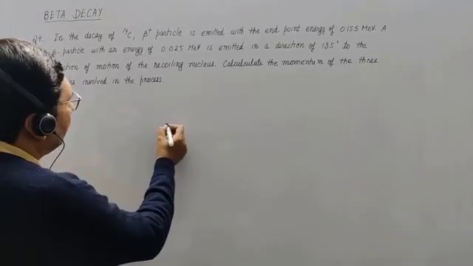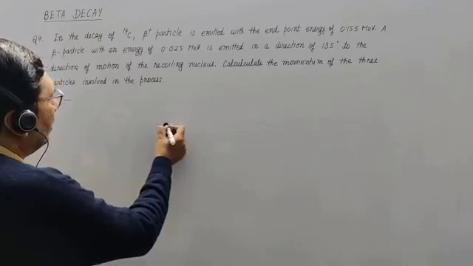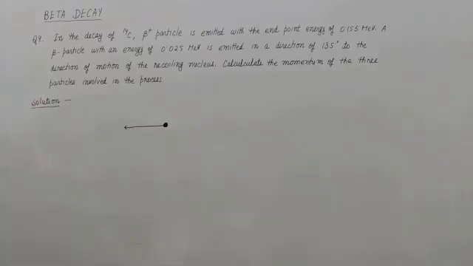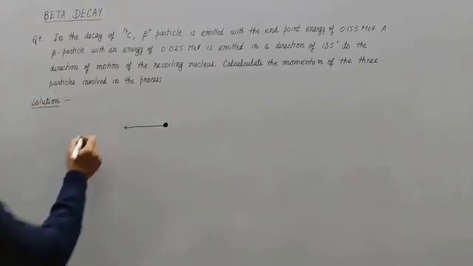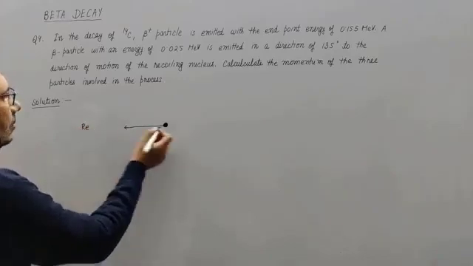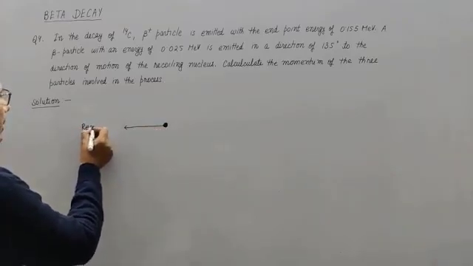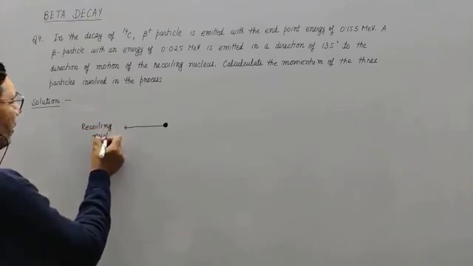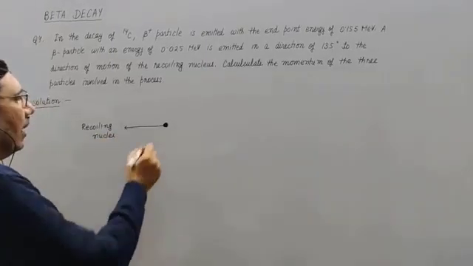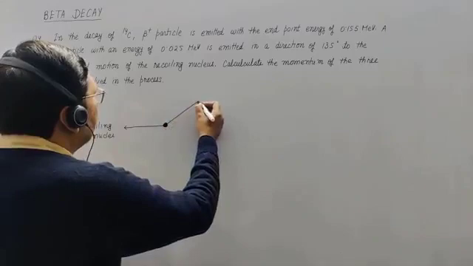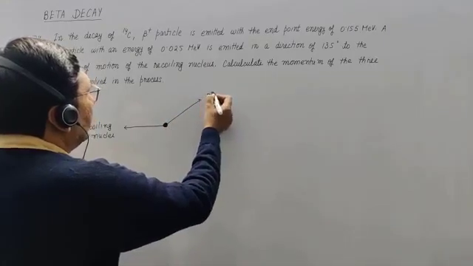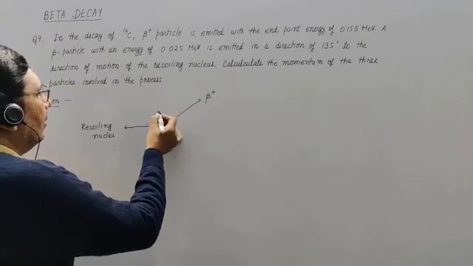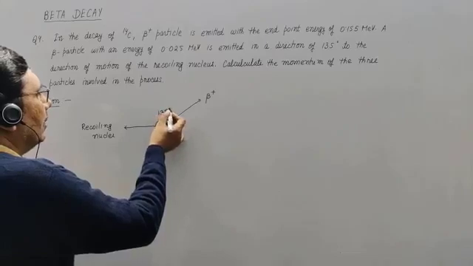Suppose I'm drawing a picture here. Suppose this is the recoiling nuclei, and this recoiling nuclei is moving in this direction. This is the direction of recoiling nuclei. Recoiling nuclei means deuter nuclei. A beta particle is emitted in this direction. This is beta plus particle that is emitted, and it is emitted in such a way that this is making an angle 135 with the direction of recoil nuclei.